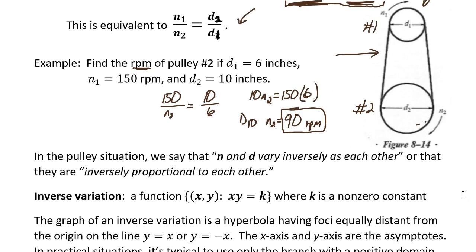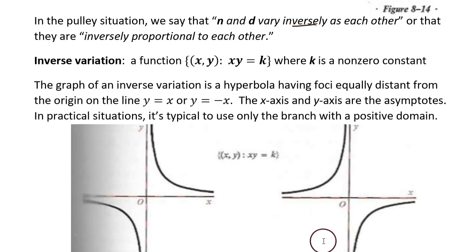In that pulley situation, we say that N and D vary inversely as each other. Or another way to say that is, they're inversely proportional to each other. Here's the definition of inverse variation. Two numbers, let's call them x and y, vary inversely when their product is equal to a constant. So x and y are actual numbers, and the letter k will be an actual number when you're doing these problems. When you multiply x times y, you always have to get the same answer.